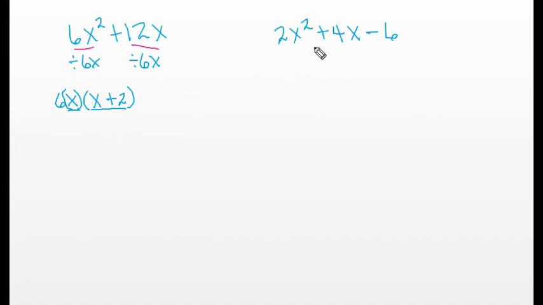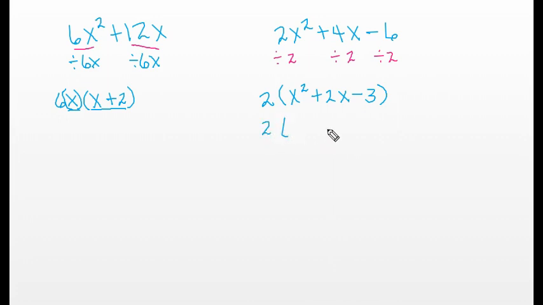In looking for the greatest common factor in this second example, we see that we can divide each of these terms by 2. Their greatest common factor is 2. And so when we factor out that 2, what we're left with is 2x squared divided by 2 leaves me with x squared plus 2x, not plus, minus 3. So we have negative 6 divided by 2 gives me negative 3.